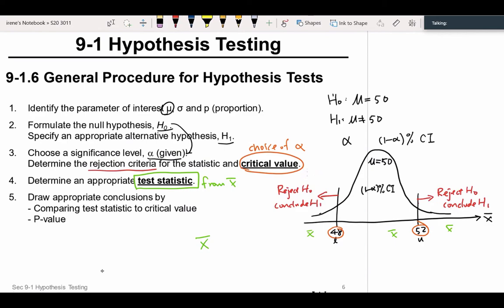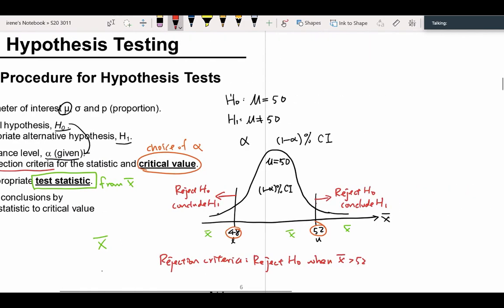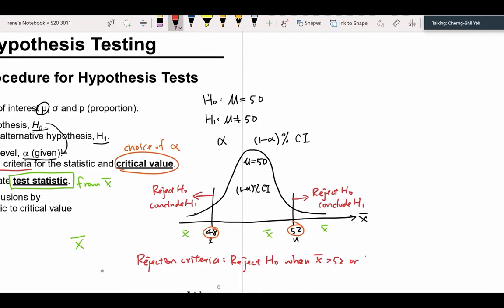So let me write down the rejection criteria actually. Rejection criteria is that we reject the null hypothesis when my X bar is greater than 52 or X bar is less than 48. In these two conditions, we're going to reject H0 and conclude H1.